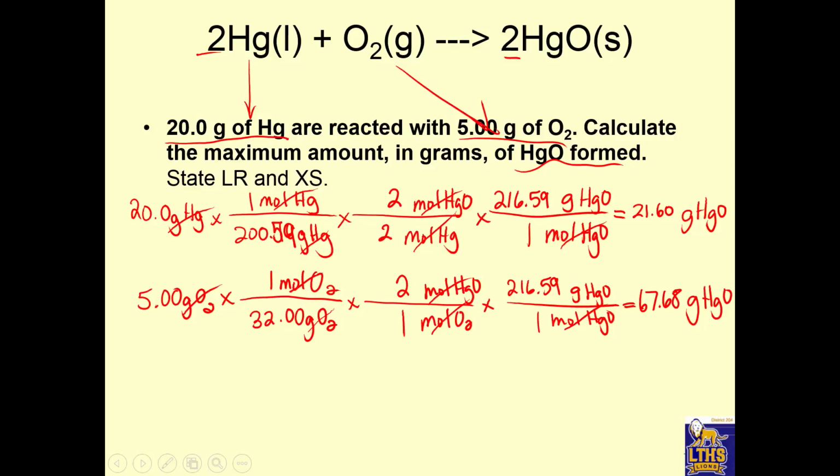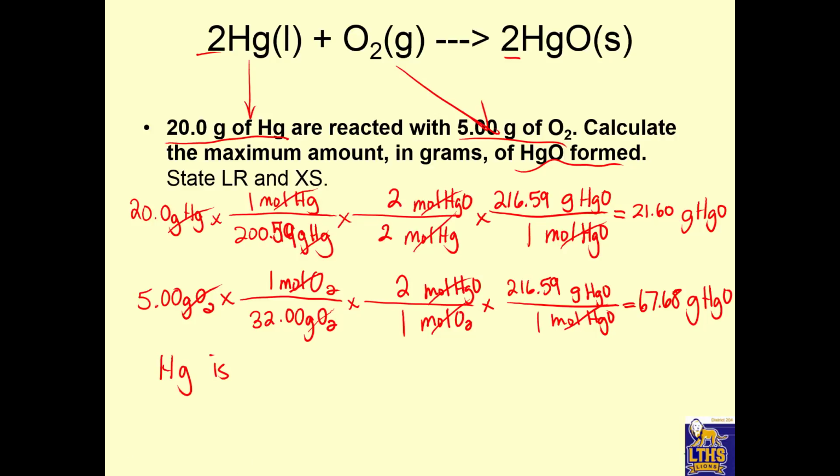What does this all mean? Well, it means that if all my mercury gets used up, I'll get 21 grams of mercury oxide to come out if everything goes perfectly. This says if I use 5 grams of oxygen, I should get 67.68 grams of mercury oxide. But wait, there's no way I'll ever get this much because it looks like my mercury will run out after 21 grams of mercury oxide forms. So, information.